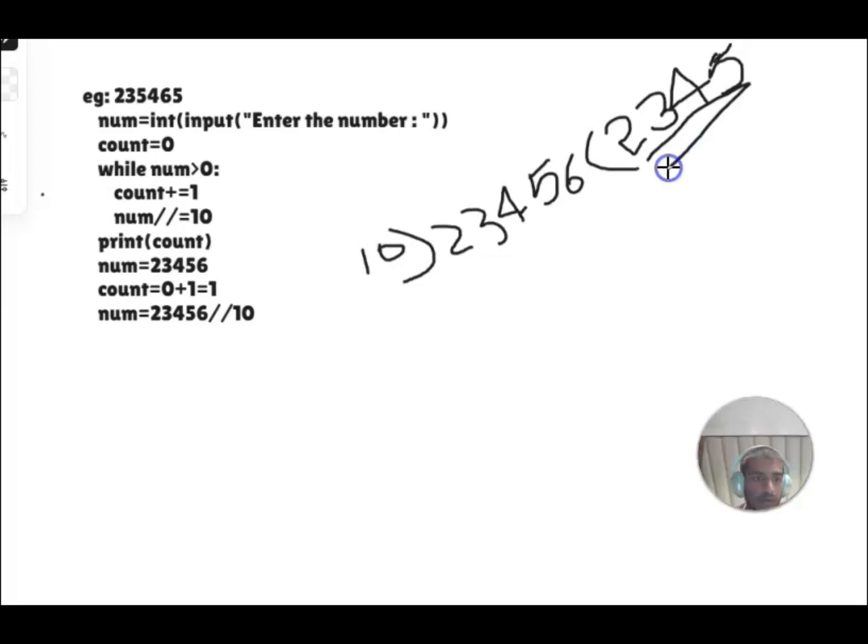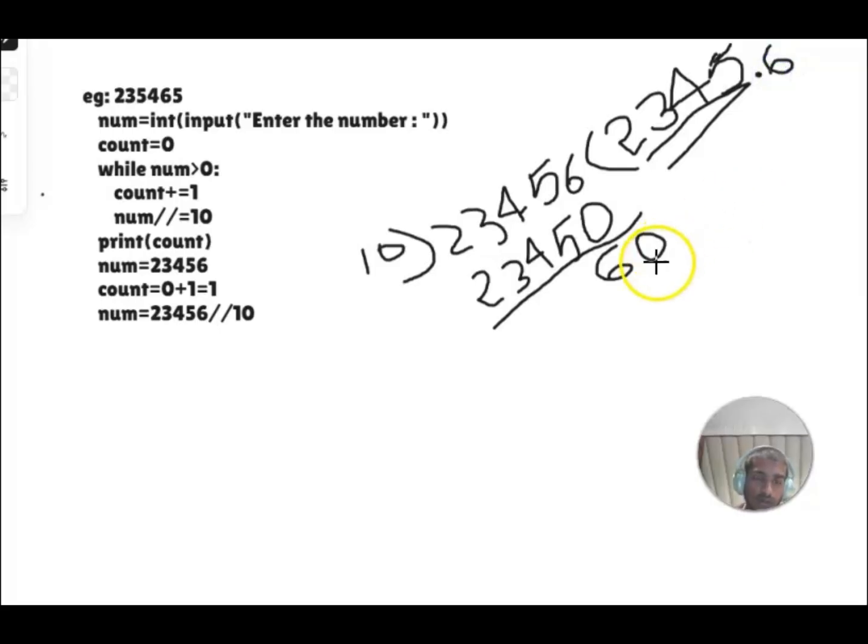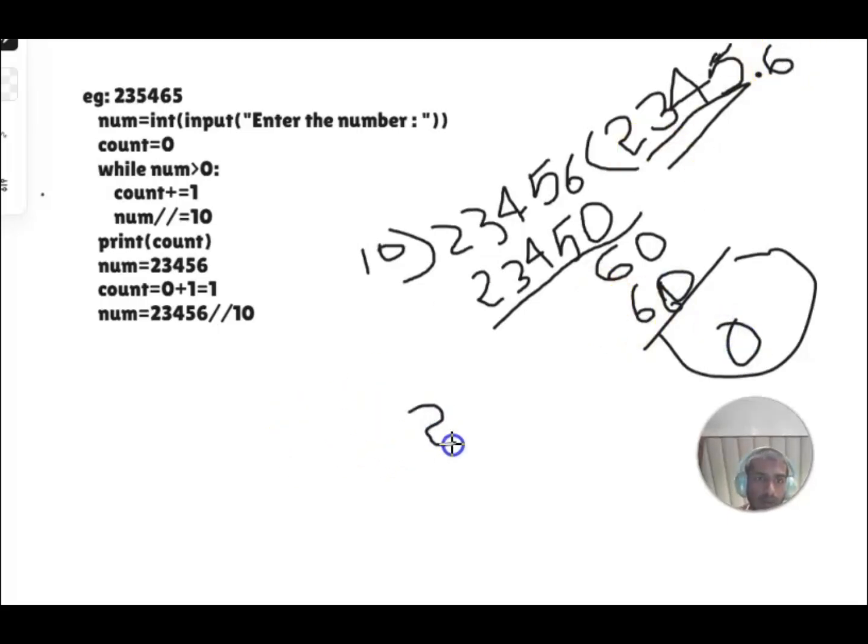Which is 2, 3, 4, 5, and it comes to 0. Comes 6, and let's take and we put a point here that becomes 60 and it goes to 6. Here the answer is 2, 3.